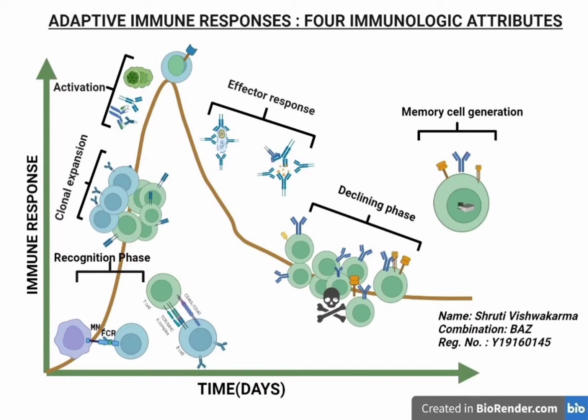My presentation topic is adoptive immune response and its four immunologic attributes. Firstly, I tell you about adoptive immunity. Adoptive immunity is an immunity that occurs after exposure to an antigen either from a pathogen or a vaccination, and it is also known as acquired immunity.